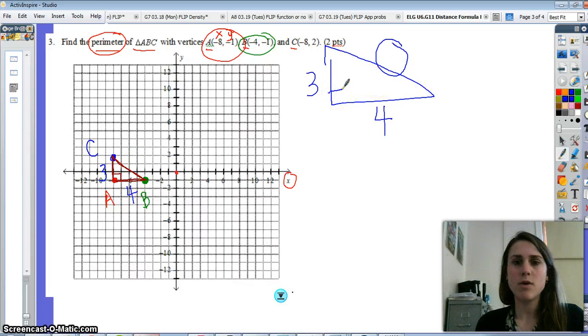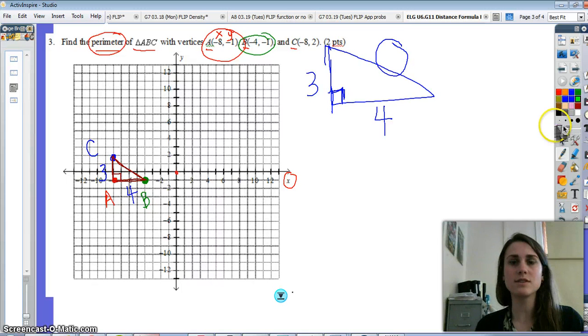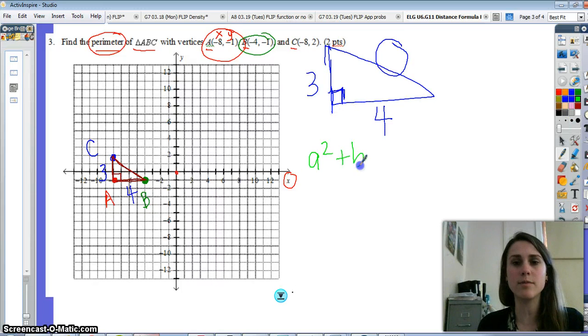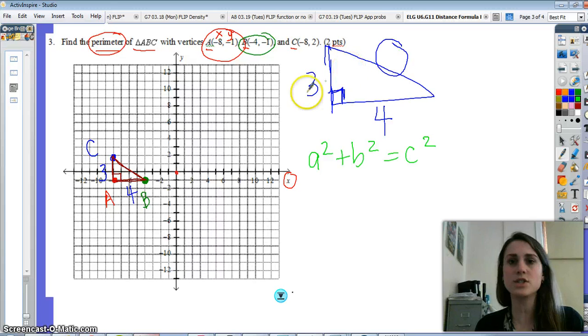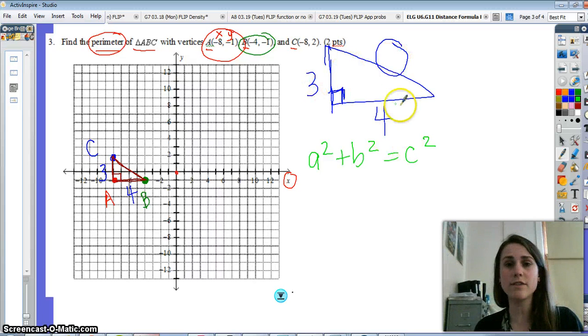But I'm noticing that, well, if I have a perfectly horizontal and a perfectly vertical line, this is a right triangle. So I'm thinking, what tools can I use to solve this? Oh my gosh, this whole unit has been about the Pythagorean theorem. When we have a right triangle, if we know 2 of the leg lengths, or any 2 sides of the triangle, we can find the third.